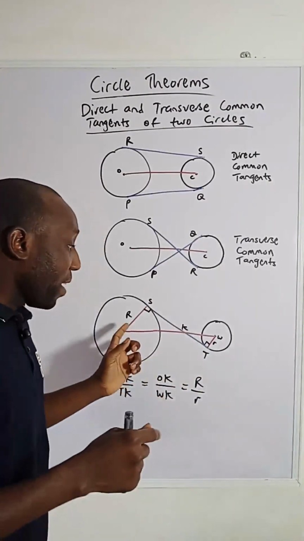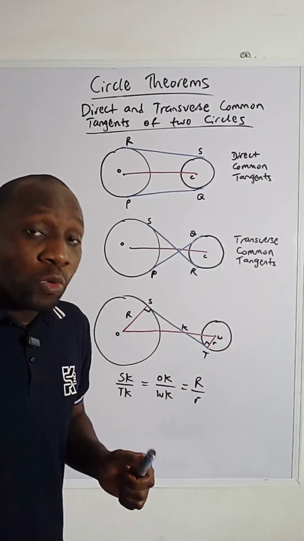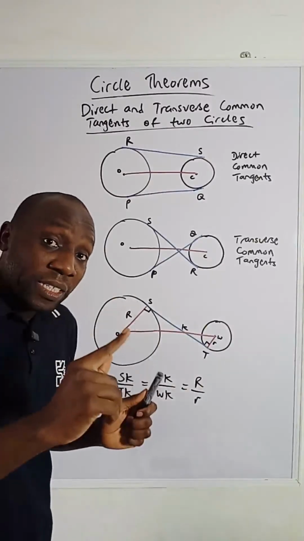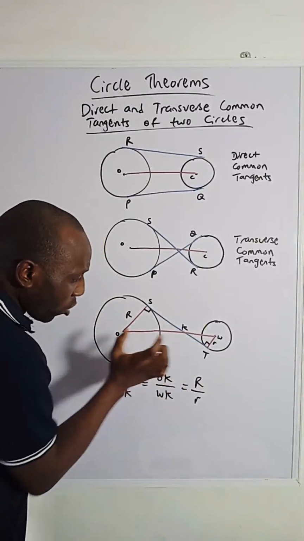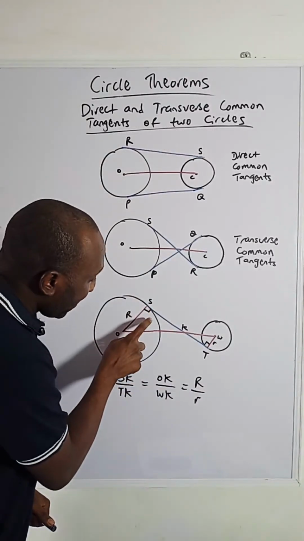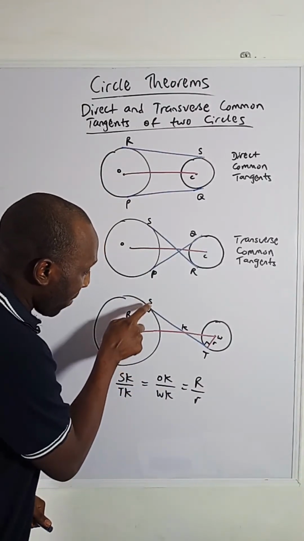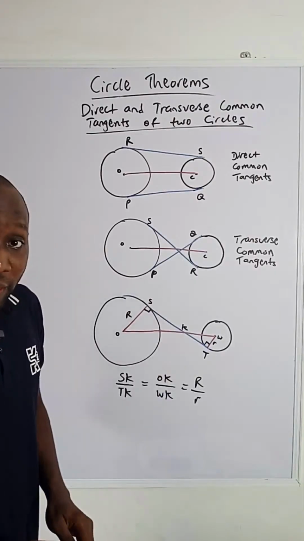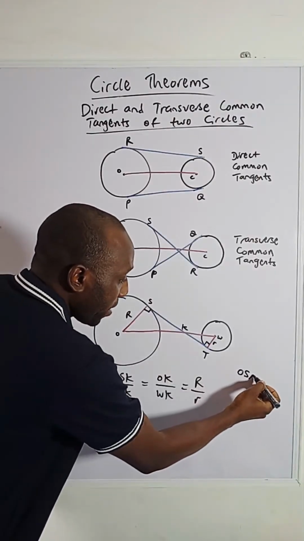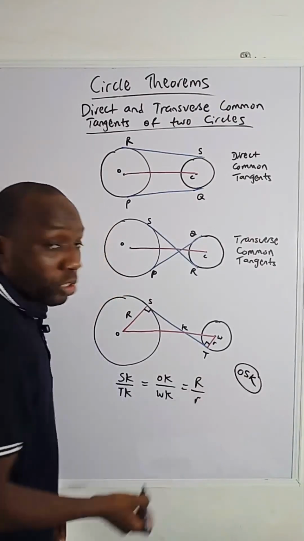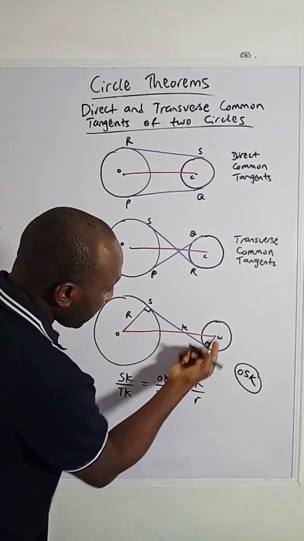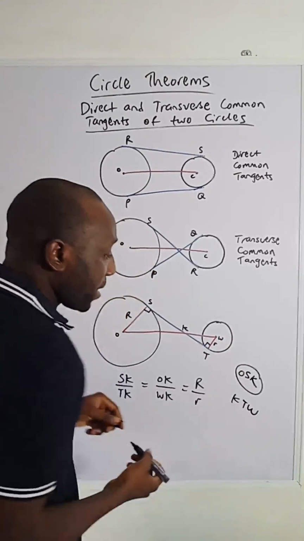And you could be asked to find the length of the tangent. There are different ways. We're going to cover all of those ways in this video. As you can see, what we have here is a right angle triangle. I mean, OSK is a right angle triangle. The same thing with KTW. KTW is a right angle triangle.